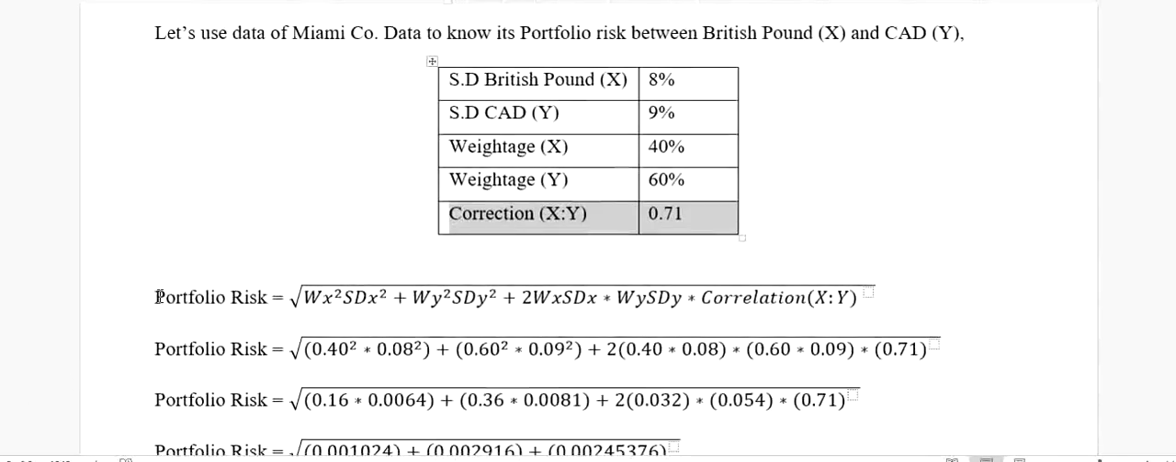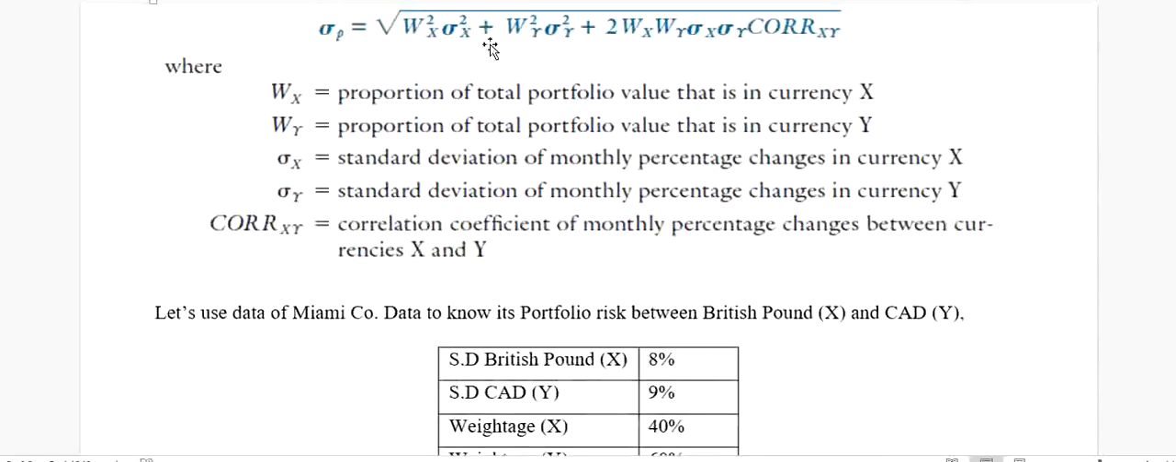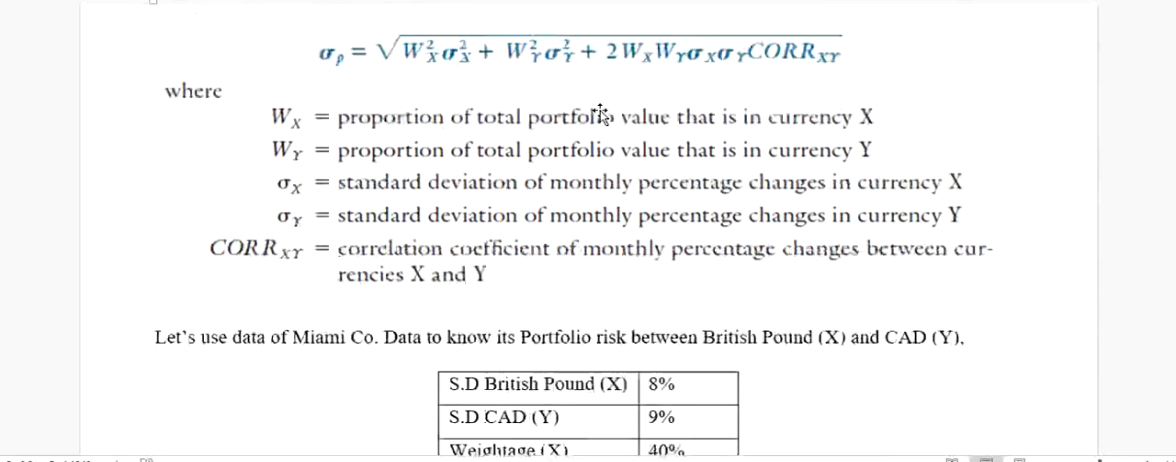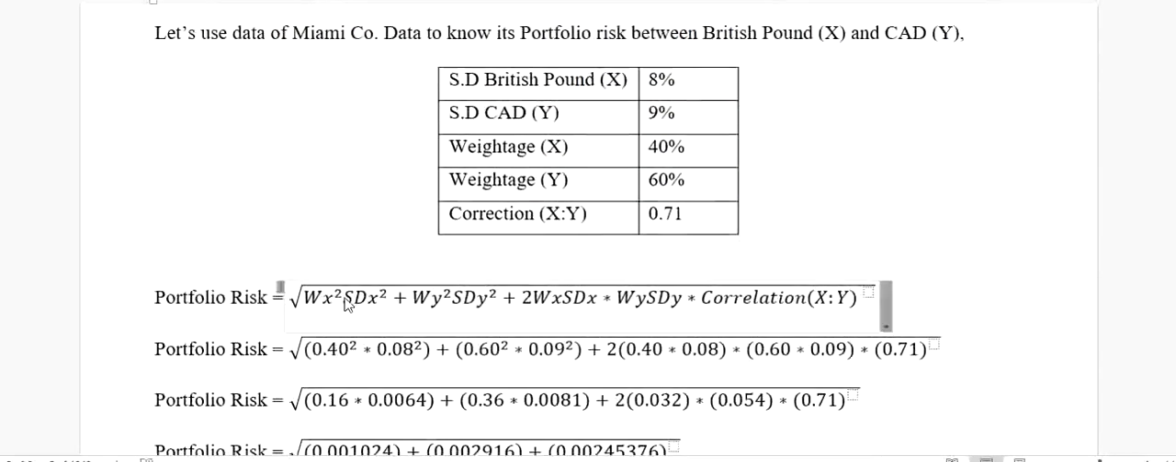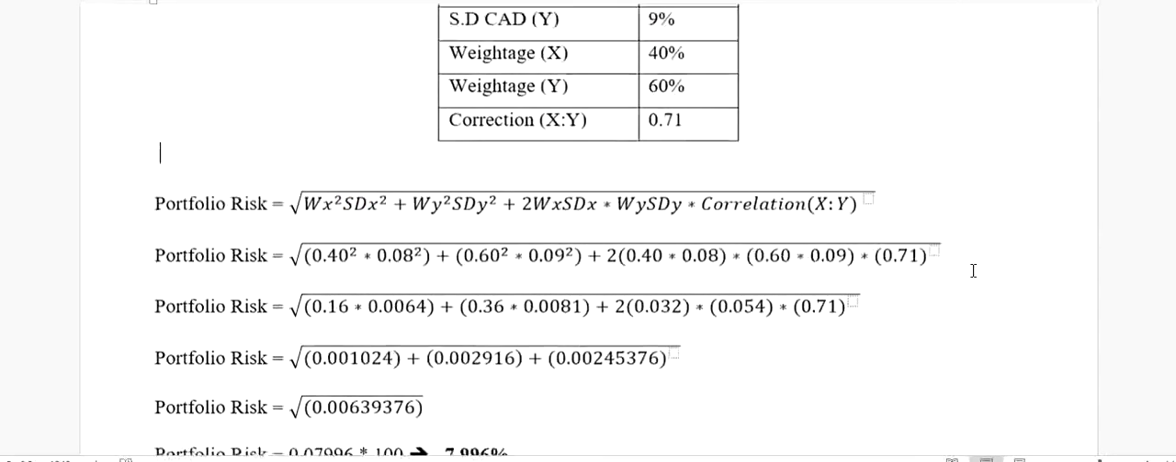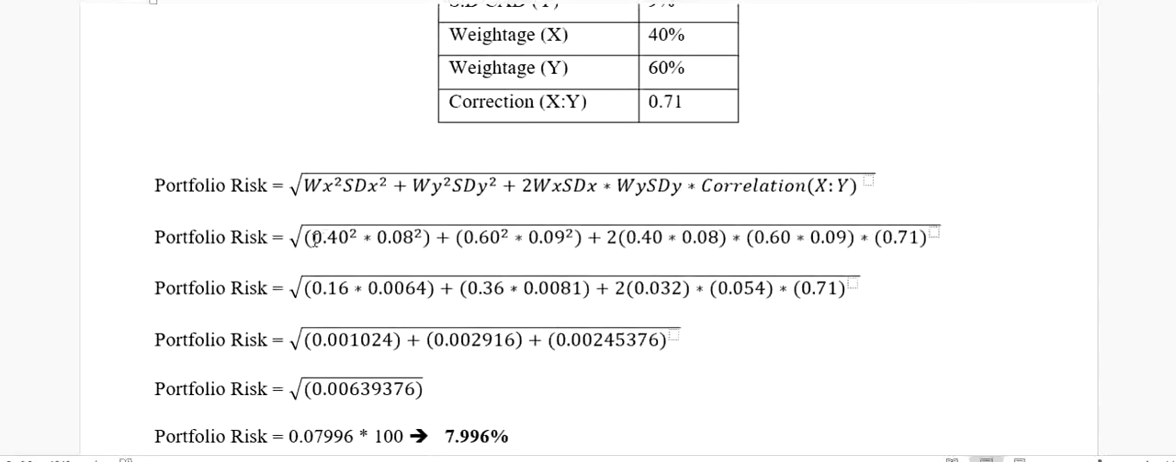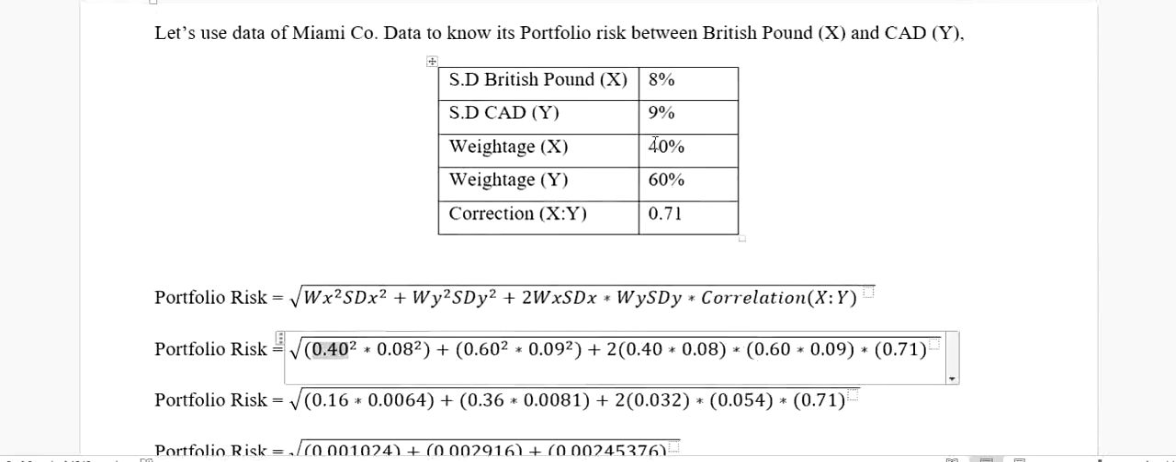That's the formula which is written in here in the blue color. So I have written it here. Instead of the sigma symbol, I have used SD, which is standard deviation, as you can see here. Remaining everything is same. So let's put the values here. What is the weightage of WX? The weightage of WX, or the value, is 40%. You can see 40% can also be written as 0.40.